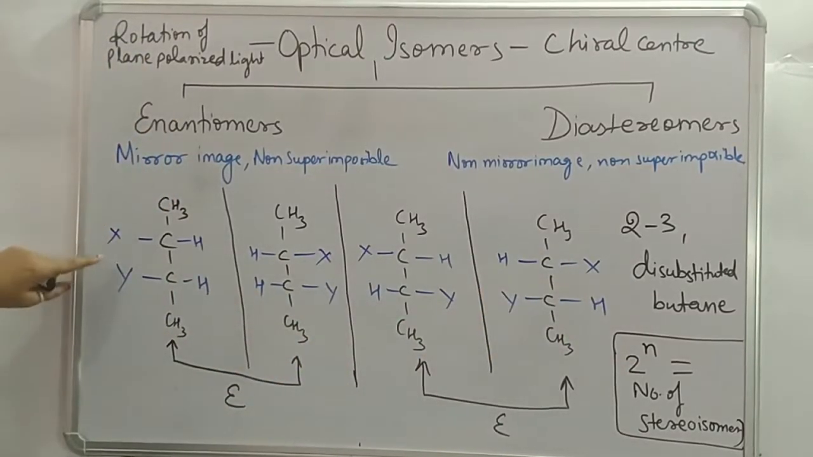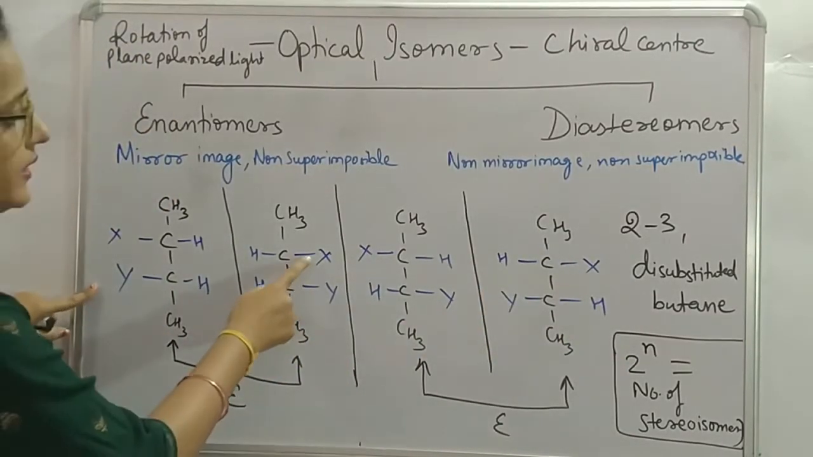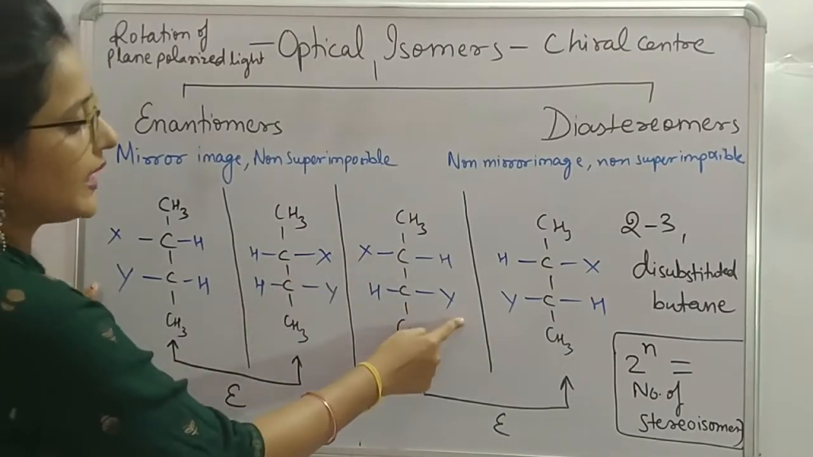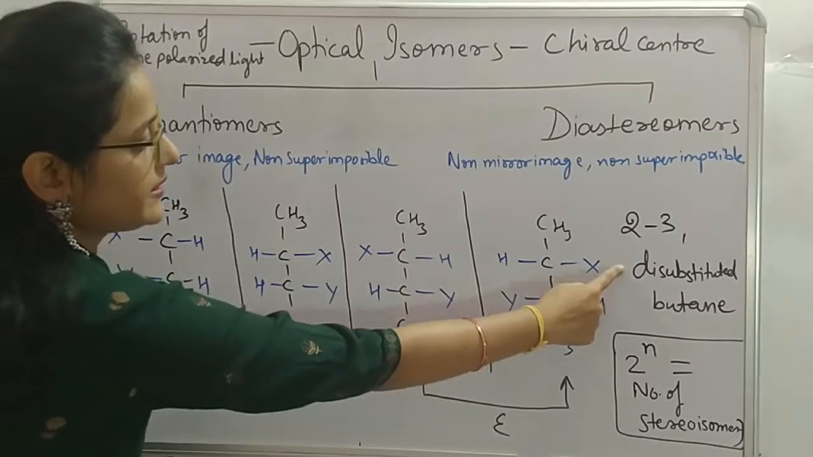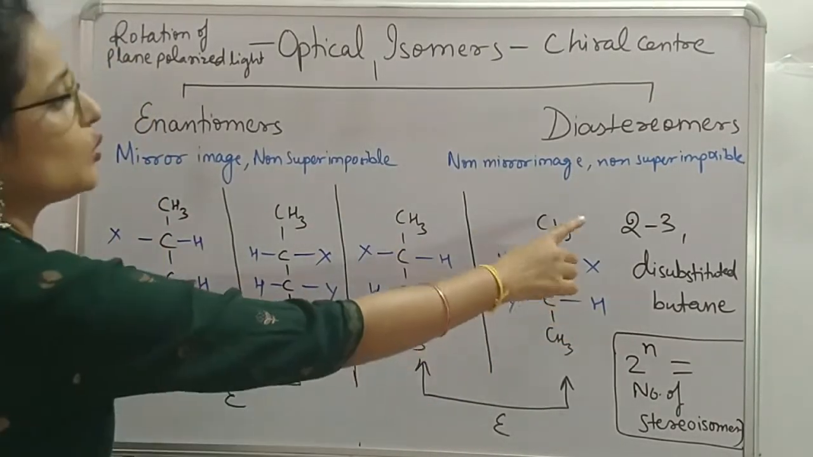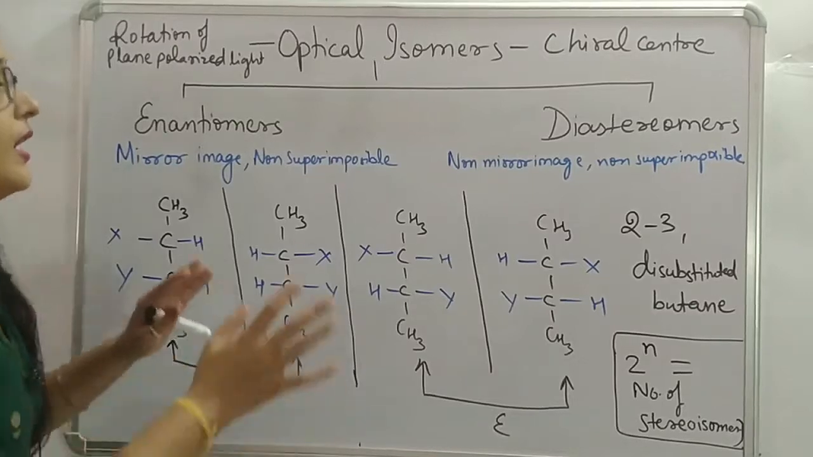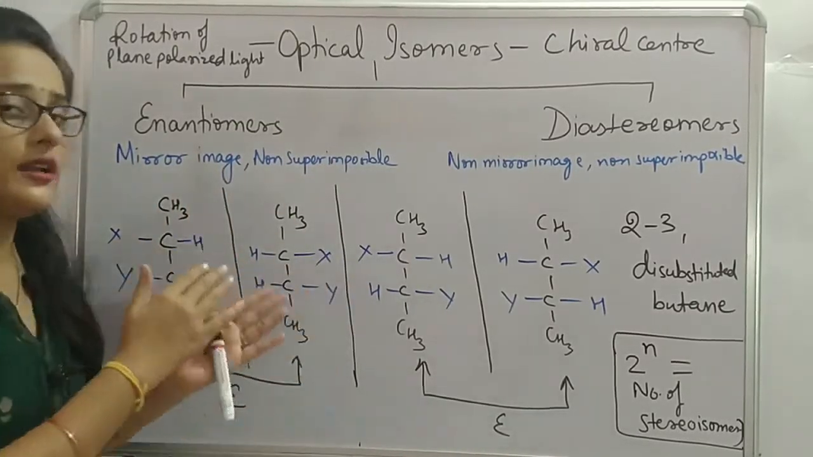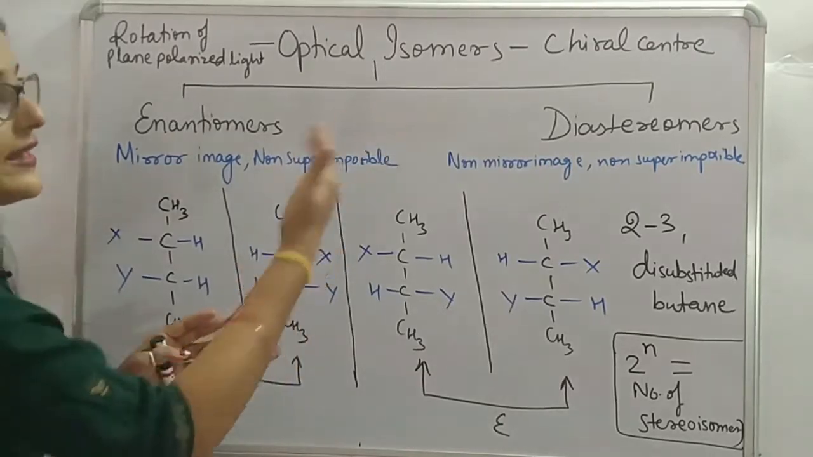See over here, X and Y are substituted in this way. Over here, X and Y are on the right side. Over here, X is over here, Y is over here. But over here, X is over there and Y is over there. So there are four different patterns of 2,3-disubstituted butane. Let's search which are the compounds which are enantiomers and which are diastereomers.